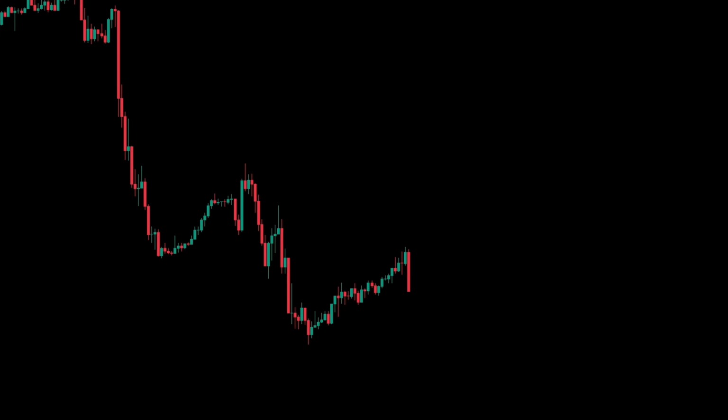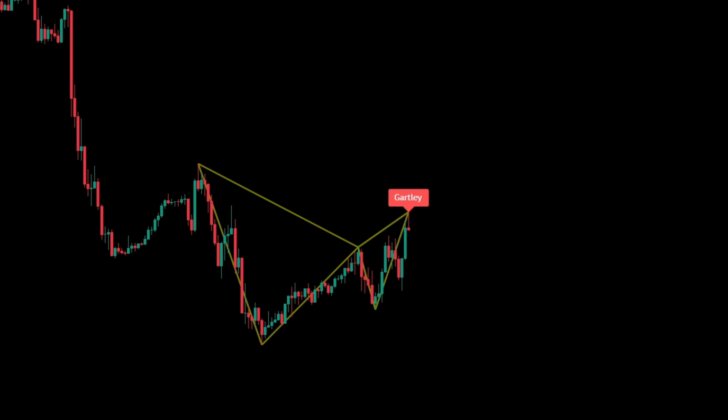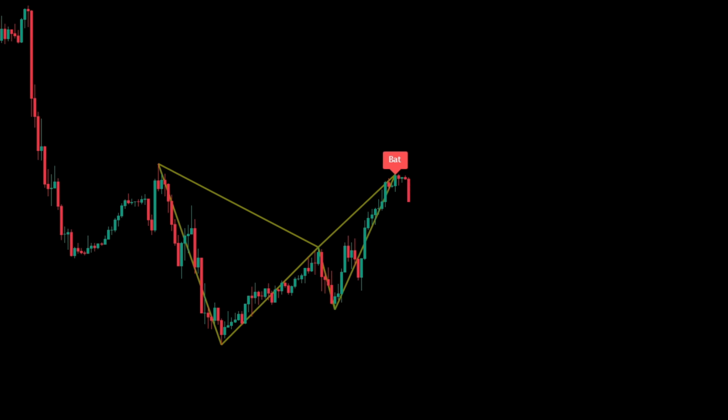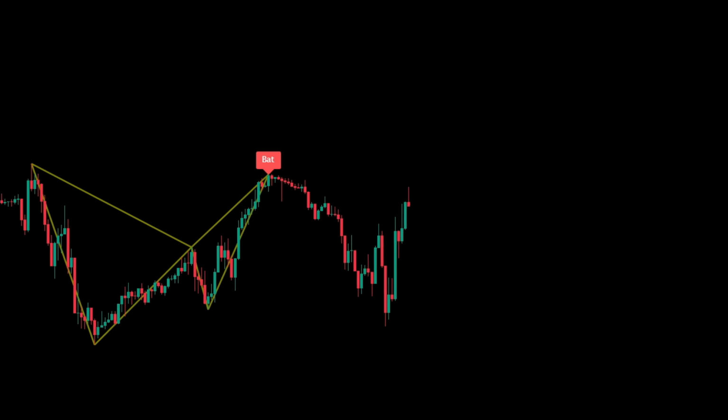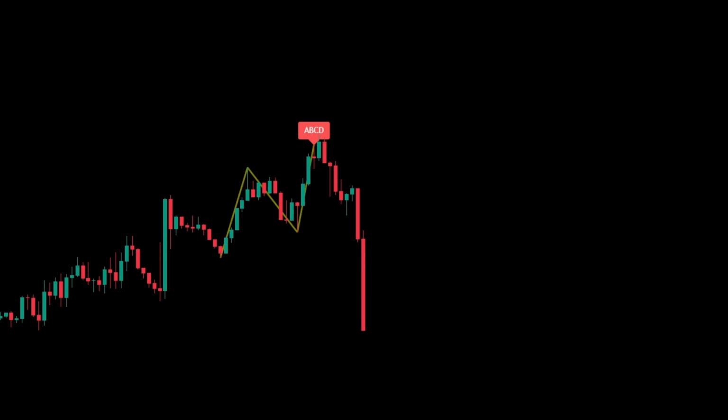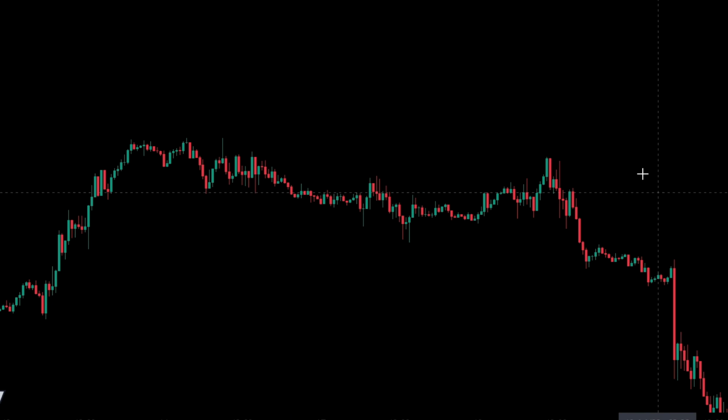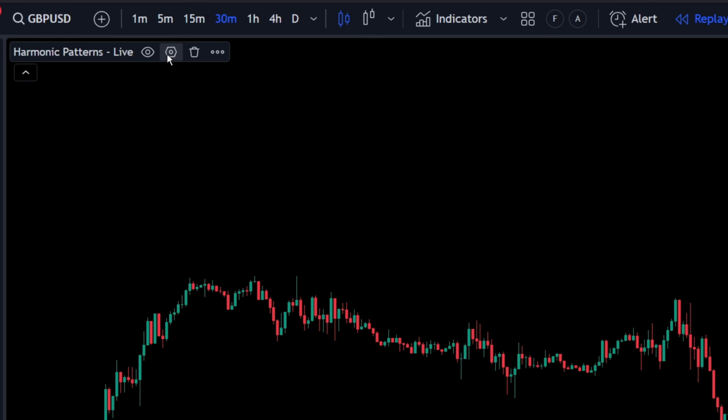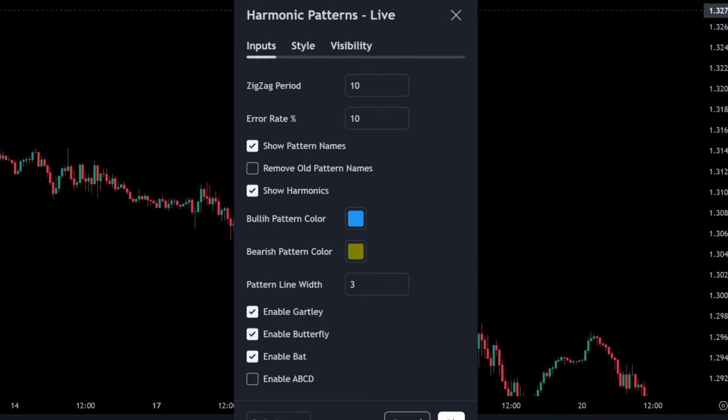Harmonic Patterns. This indicator automatically spots the most popular harmonic patterns as they occur. For example, the bat pattern, the Gartley pattern, and the ABCD pattern. The ABCD pattern is disabled by default, so if you wish to enable it, you can go into the indicator settings and click Enable ABCD.